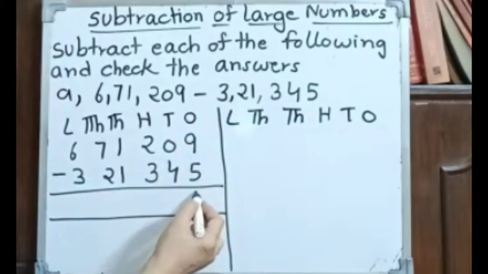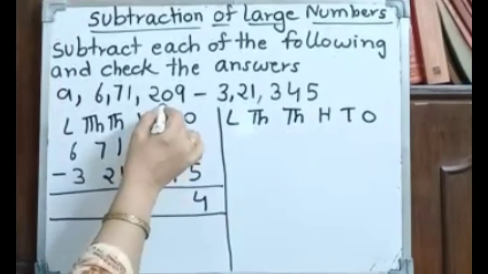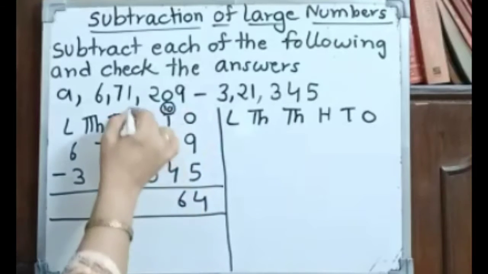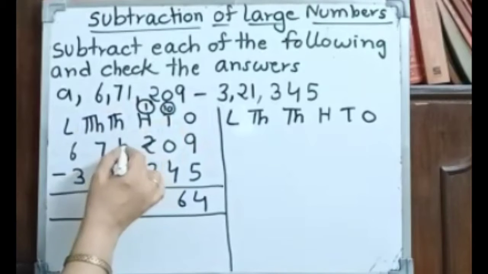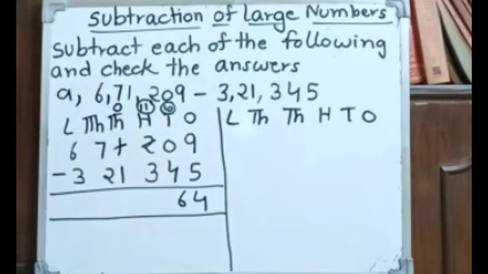9 minus 5, we have 4. 0 minus 4, not possible. So take one from here, make it a circle here, 10. 10 minus 4, 6. Now here we have 1 remaining. So what to do? Take one from here. Here we have 0, so 11. 11 minus 3, 8.